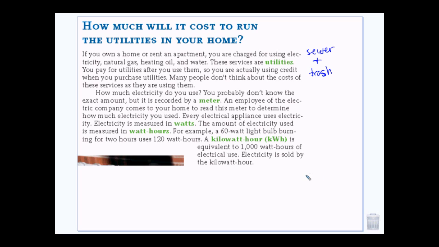That's how you're charged. And if you look at this here, a 60-watt light bulb uses 60 watts in an hour. Okay, so that kind of gives you an idea of how much electricity it's using. Okay, any questions on these topics?